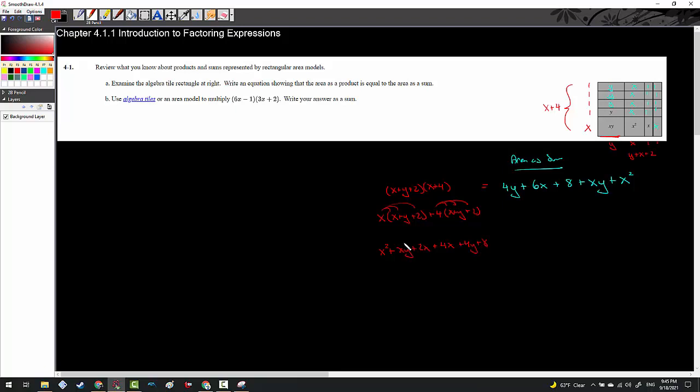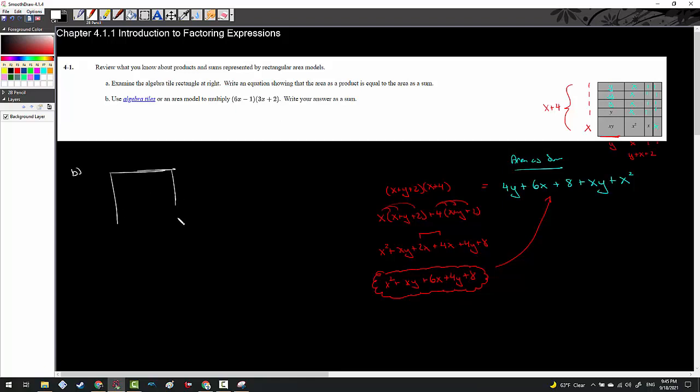Let's see if there's some terms that can be combined out here. I'm looking at that guy, 6x plus 4y plus 8 plus xy plus x squared. And lo and behold, this guy, when we multiply him out, actually becomes this guy, just in a different order, but luckily in addition, order doesn't matter. So that is how we handle areas of product and areas of sum just for our review. And so now we're going to be using algebra tiles to multiply that area as a product together to find out what it looks like as an area as a sum.